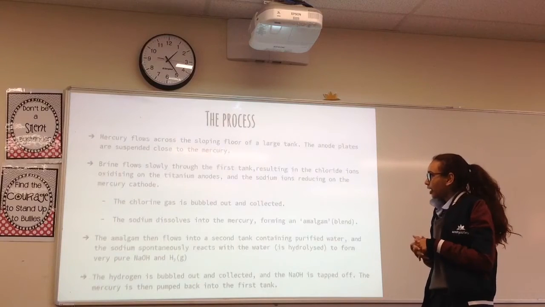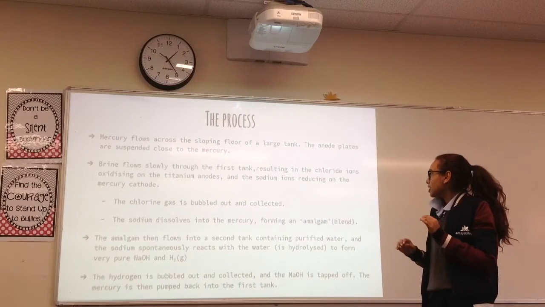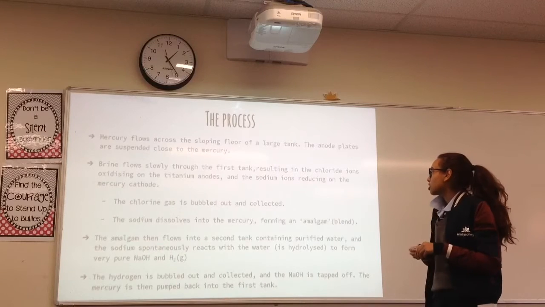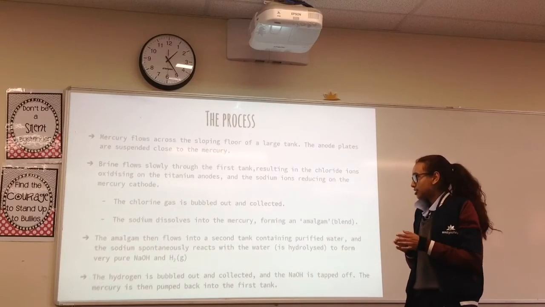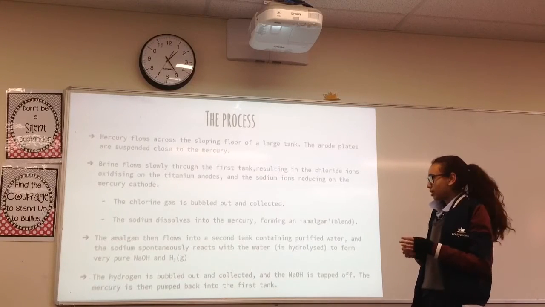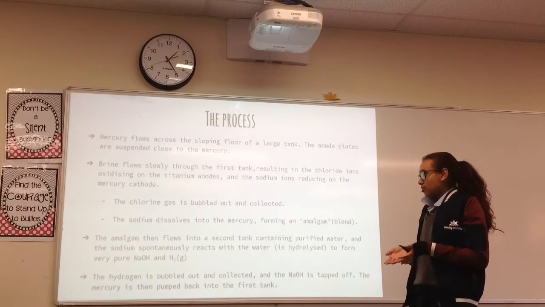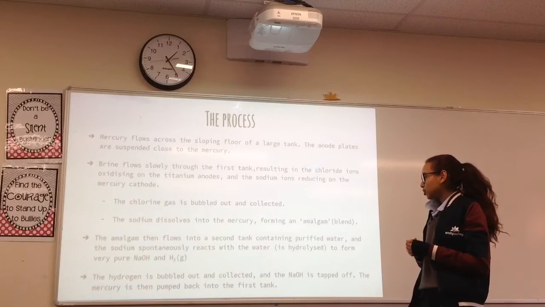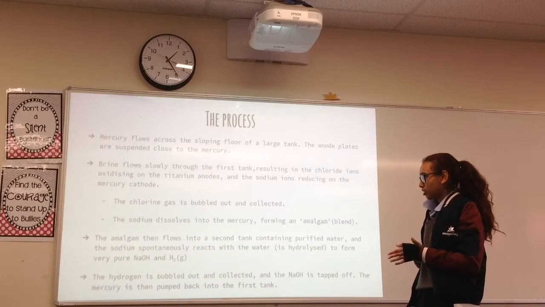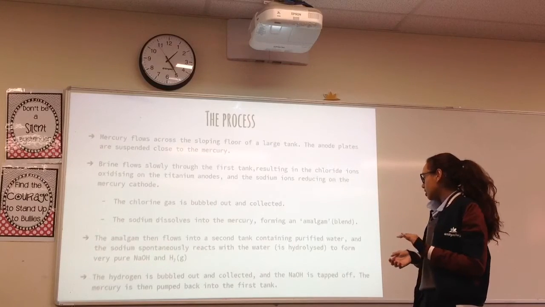Okay, so the process is mercury flows across the sloping floor of a large tank, and the anode plates are suspended very close to the mercury. The brine then flows slowly through the first tank, resulting in the chloride ions oxidizing on the titanium anodes and the sodium ions reducing on the mercury cathode. The chlorine gas is then bubbled out and collected, and the sodium dissolves into the mercury, forming an amalgam or blend. The amalgam then flows into the second tank containing purified water, and the sodium spontaneously reacts with the water to form very pure sodium hydroxide and hydrogen gas. The hydrogen is then bubbled out and collected, and the sodium hydroxide is tapped off.